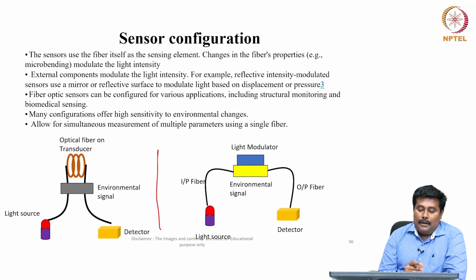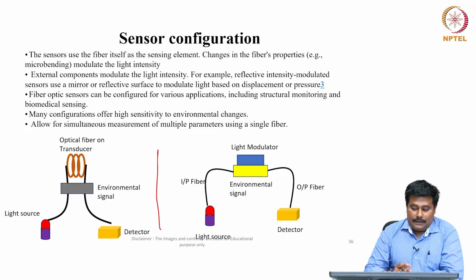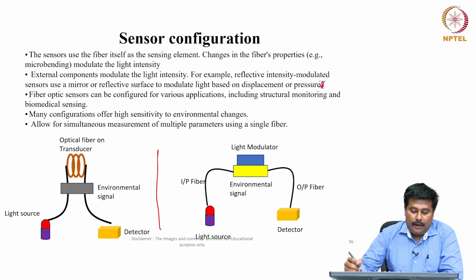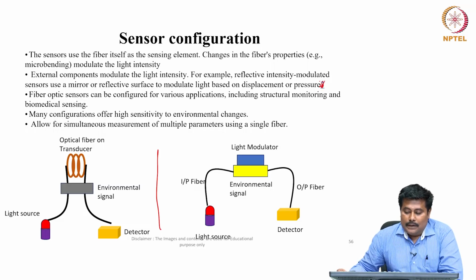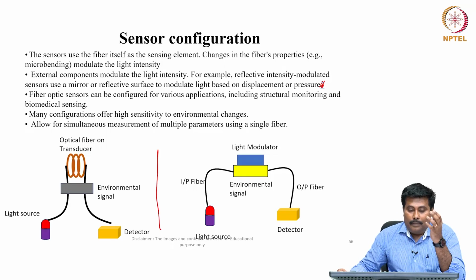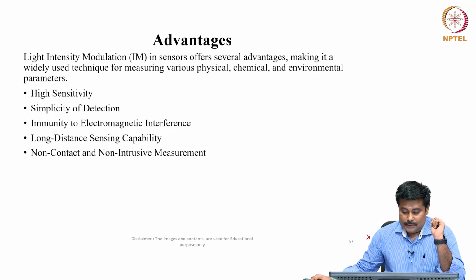The external components modulate the light intensity, for example the reflective intensity modulated sensor, such as a mirror or reflective surface, modulates light based on the displacement or pressure. So the fiber optic sensor can be configured for various applications including structural monitoring and biomedical sensing. Many configurations offer high sensitivity to environmental changes, and allow simultaneous measurements of multiple parameters using a single fiber system.